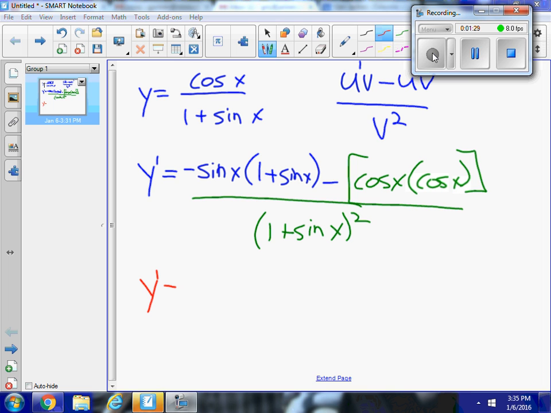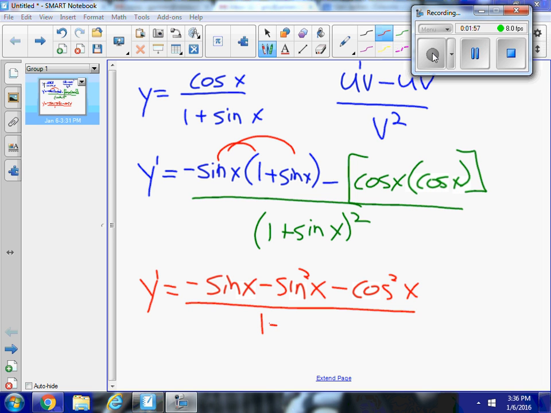So y prime equals, I'm going to distribute this sine x like that. So I'm going to have negative sine x minus sine squared x minus, well, cosine x times cosine x is cosine squared x. Oh, and that begins to get me a little bit excited, because when I see a sine squared x and a cosine squared x, I'm thinking of the Pythagorean identity. But we'll get there in a minute. And that is all over 1 plus sine x squared. Notice the parentheses, and the square is outside the parentheses because it's v squared right here.